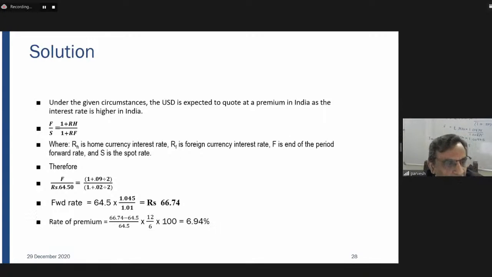Now, if you want to calculate the premium, we'll say 66.74 minus 64.50, that is the forward rate minus the spot rate, divided by the spot rate, into 12 divided by 6, into 100. That means the rate of premium is 6.94%. So first, the question was whether the US dollar will be at a premium. Yes, it will be. Why? Because the interest rate in US is lower compared to the interest rate in India. Second, we used the interest parity formula to calculate the forward rate. And then the rate of premium we calculated using the formula, which comes to 6.94%.